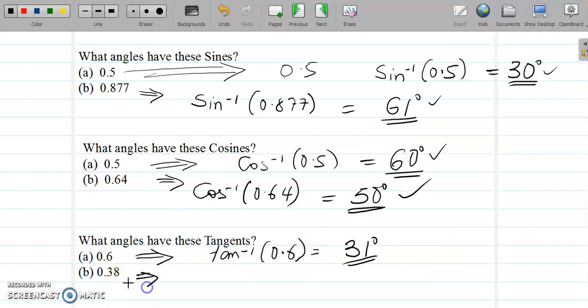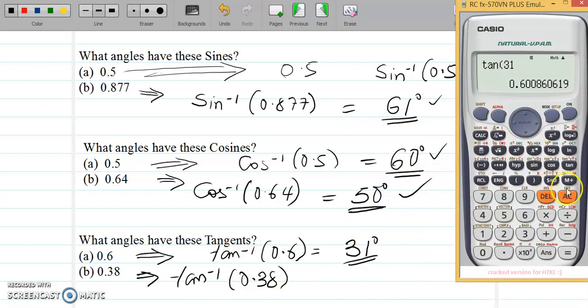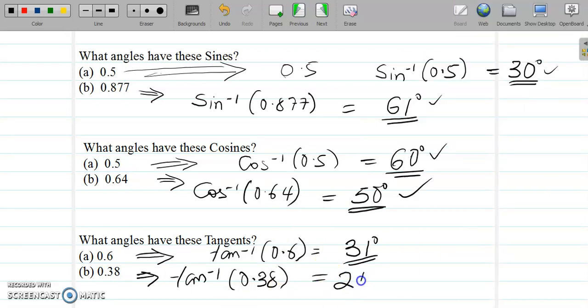Now also this last one, we have the tan inverse of 0.38. The tan inverse of 0.38 gives us what? Shift tan inverse of 0.38. That gives me 20.8. That means 21 because it's more than 5. 21 degrees. So that's how we calculate the angles.